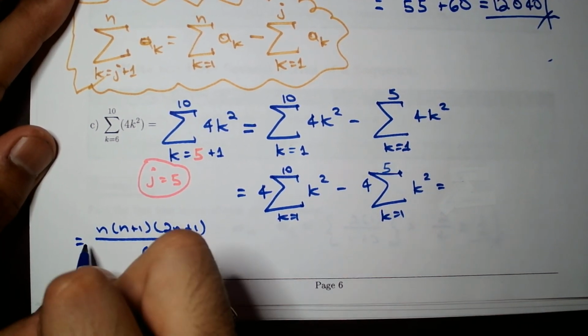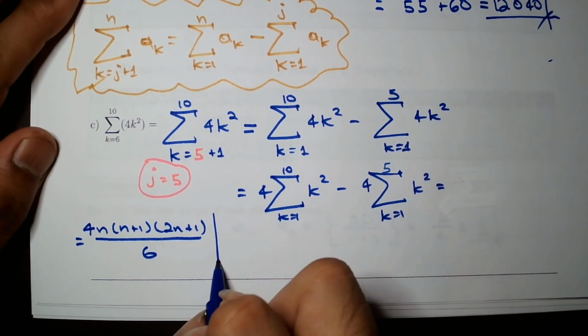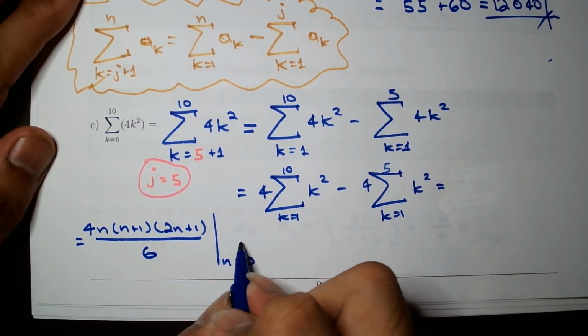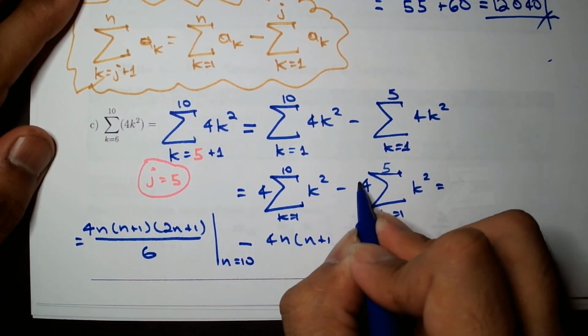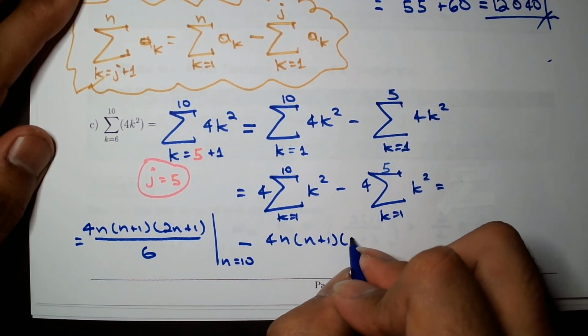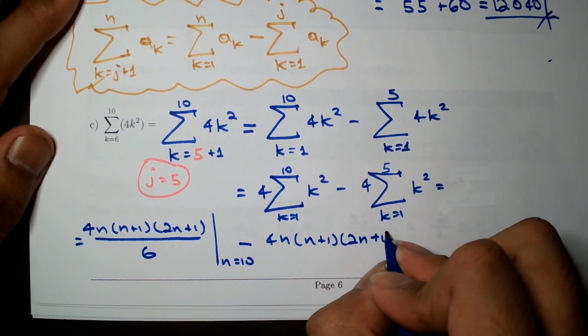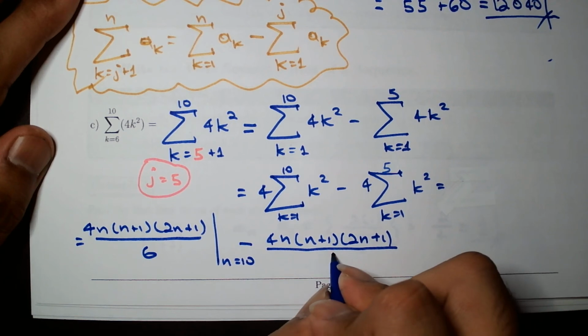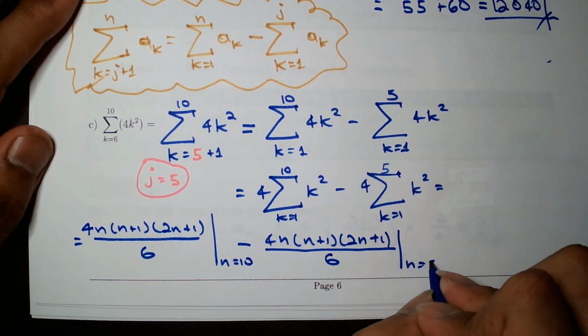So for the first case, that's actually times 4 because of this 4, evaluated at n equals 10. And then minus 4 times n times n plus 1 times 2n plus 1 over 6, but in this case evaluated at n equals 5. The 4 comes from this coefficient. Don't lose track of that one.